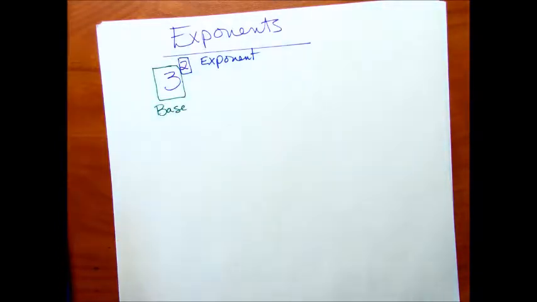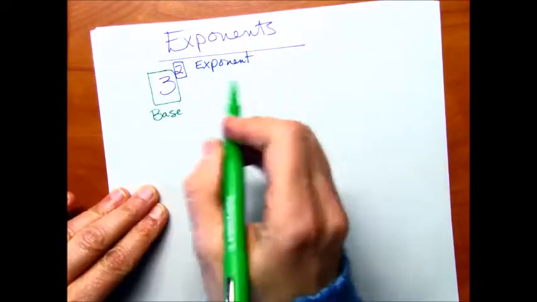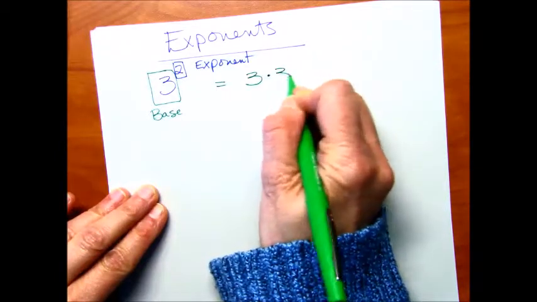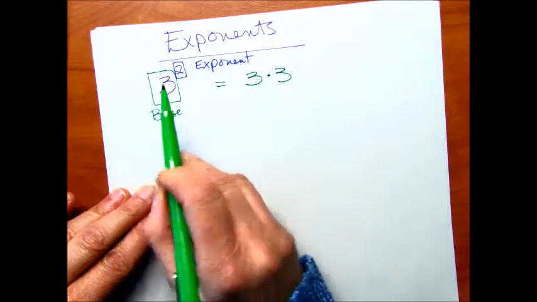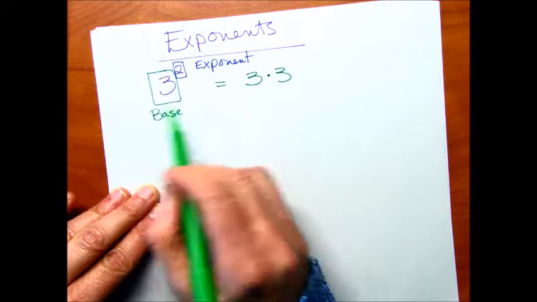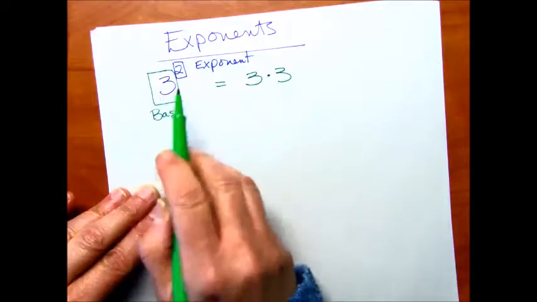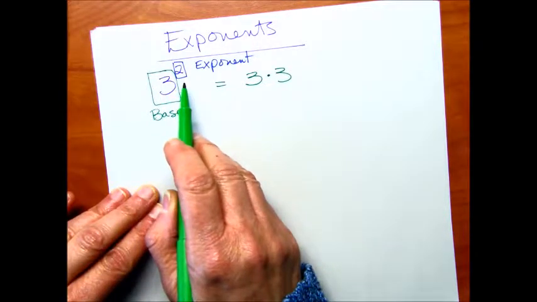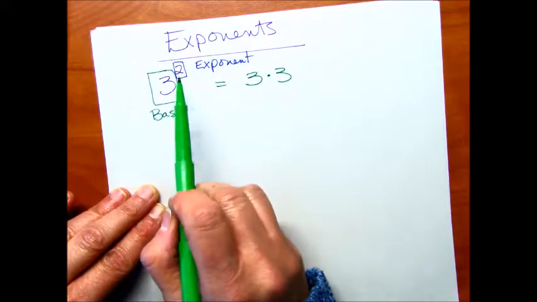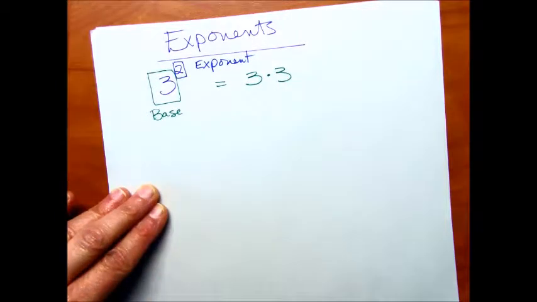Okay, now if we were to expand what 3 squared really meant, that would look like this: 3 times 3. So really, working with exponents means that you are simplifying a repeated multiplication problem. And it's nice to have something like this so that you don't have to write out lots of numbers in your multiplication problem. Right now this is a 2, so we're only seeing the 3 2 times. So that's really what's going on.